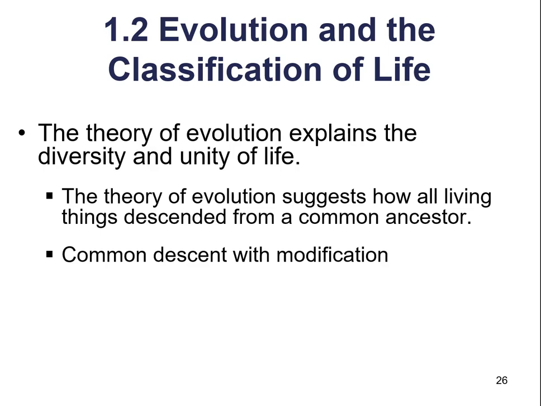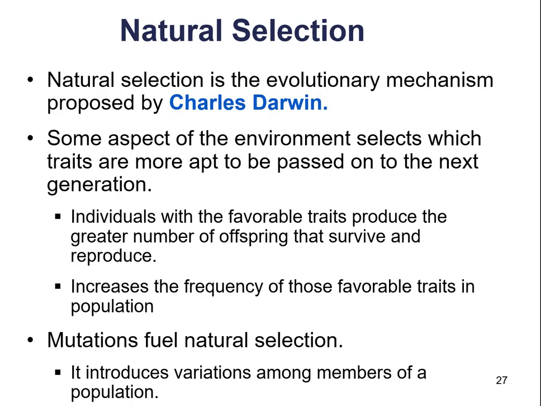It says common descent with modification. We can think about natural selection, all these things that I've basically already talked about. I probably talked about most of these things already. Just to reiterate, we should be familiar with that name there, Charles Darwin. And again, we talk about him towards the end of the semester and in Fundamentals of Biology 2. We really aren't going to focus on evolution right now. It says here, some aspect of the environment selects which traits are more apt to be passed on to the next generation.